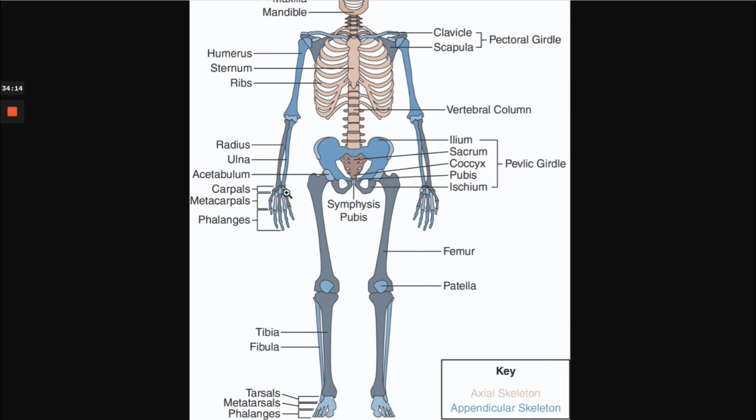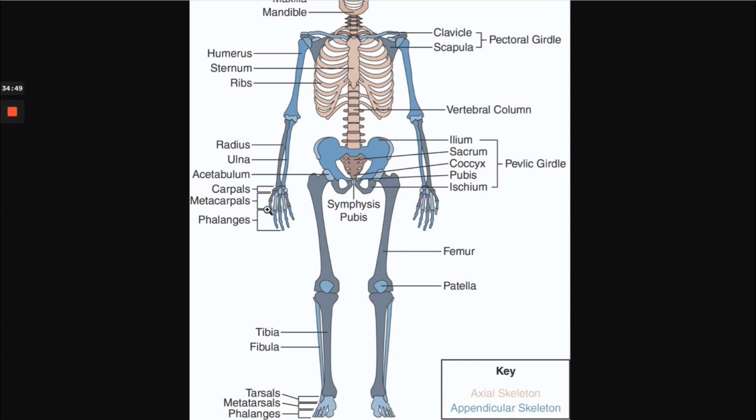So if you remember, directional terms refer to the body in the anatomical position. The anatomical position is when the body is standing upright, feet are facing forward, arms are hanging to the side, and the palms of the hand are facing forward. Remember, when we're looking at a skeleton, we can tell that they're in an anatomical position and that their palms are facing forward because the thumb is on the outside of the hand.